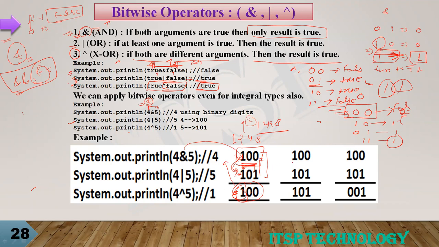Okay. So here also you can see 4 OR 5. In the OR case, if any one argument is true, then its output is true. In the XOR case, if both arguments are different, then output will become true. If these are the same arguments, output will equal 0. Here output is 1 for 5 and 4. Same output is 1. So now I hope it is clear to you.